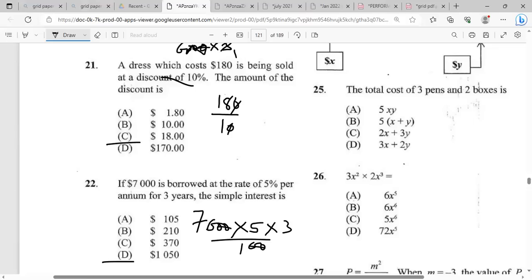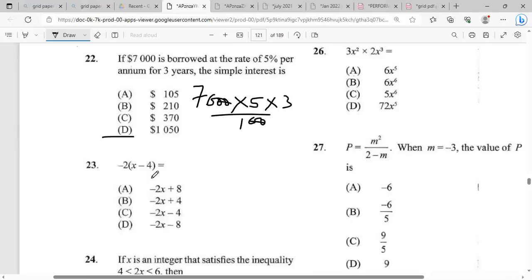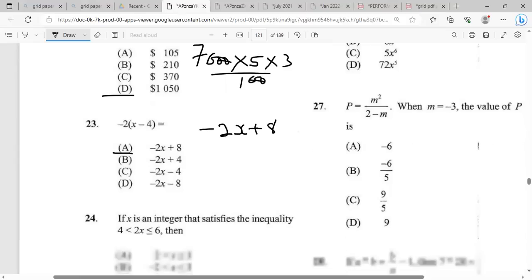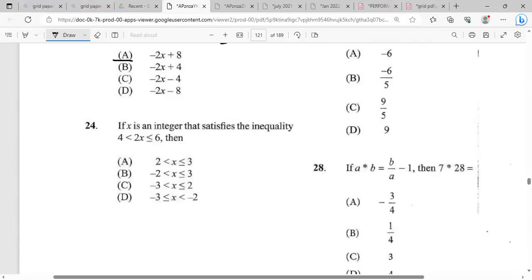$1,050. This one now, -2 bracket x minus, so -2x, negative times a negative, that's positive. How do I do that? It's supposed to be A, why am I circling B? If an integer satisfies the inequality, then we divide everything by 2, which gives this, all right? So we divide this by 2 and this by 2. All right, let's move on to 25.